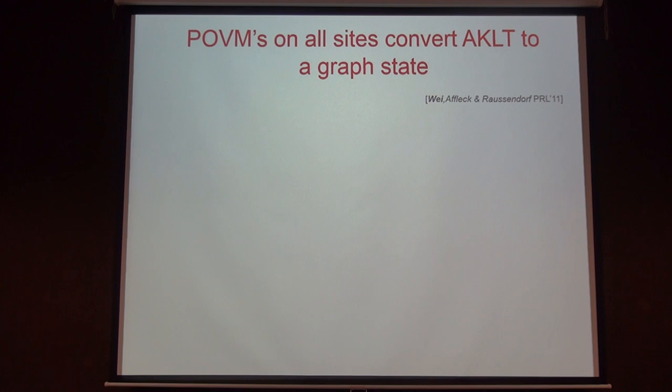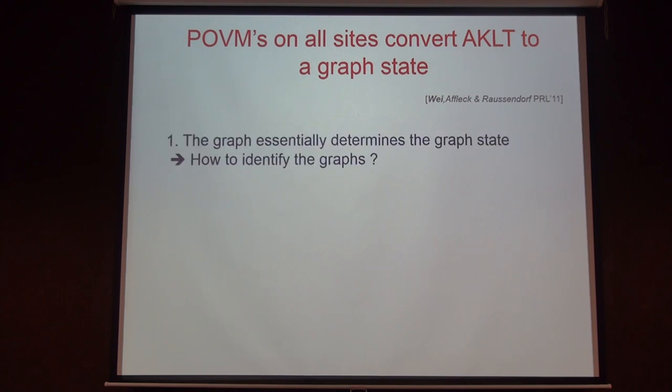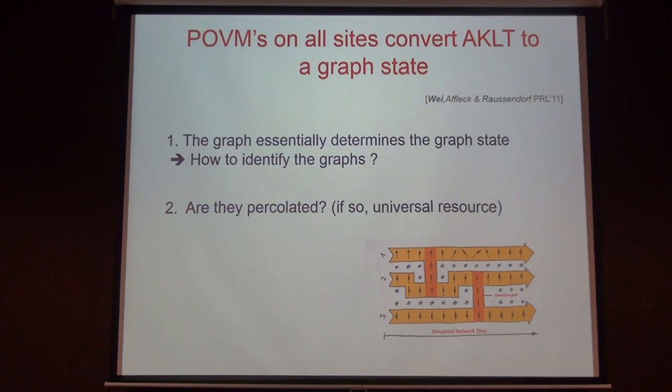And we prove rigorously that after the POVM on all sites, or the generalized measurement on all sites, the AKLT state is converted to a graph state. And the graph state is determined by its graph. So we need to know how we identify the graph. And once we identify that, we would like to know whether we can construct many paths and also bridges connecting them. If so, then we can use it for quantum computation. And notice that this is related to percolation. So we ask whether the graph is percolated.